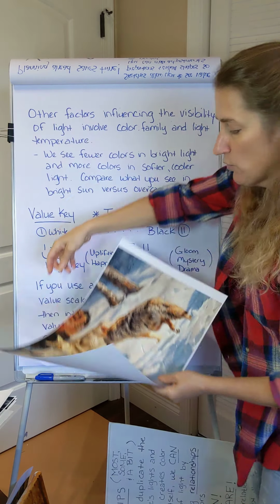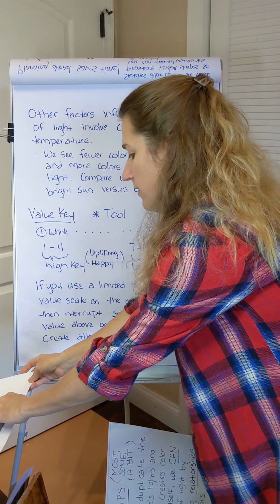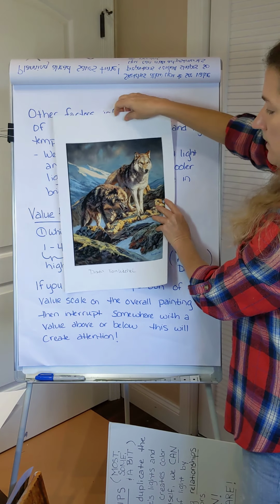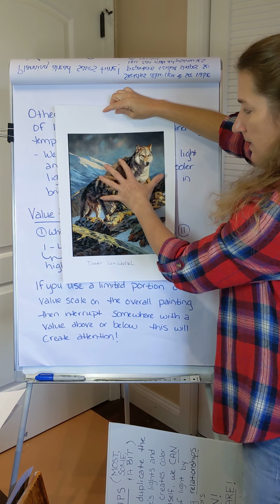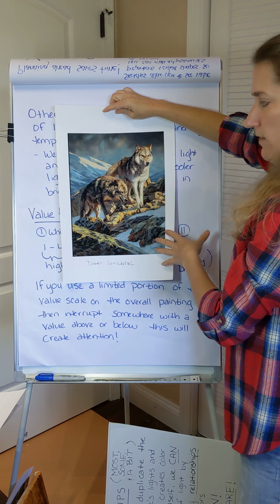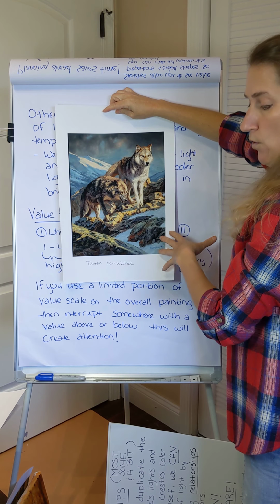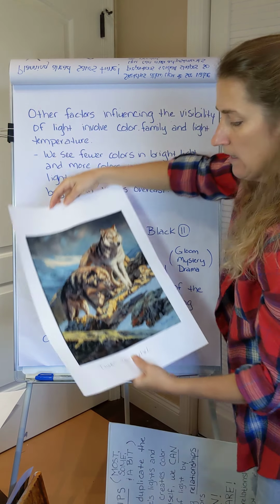Now we're going to jump to another painting of Dustin's, of some wolves. And in this painting, this one is a lot darker. So we've got the darker sky, we've got the dark rocks, but we've got the really high contrasty highlights that really create the drama. So this is a lower key painting. This is a darker painting that's more low key.